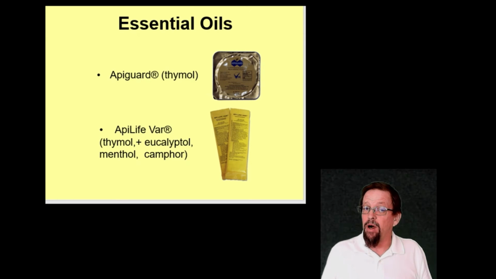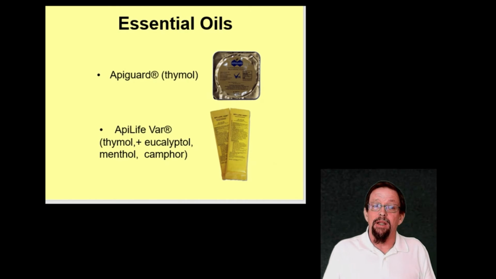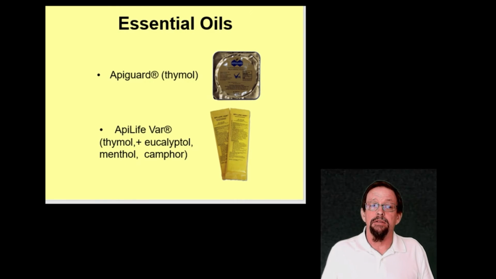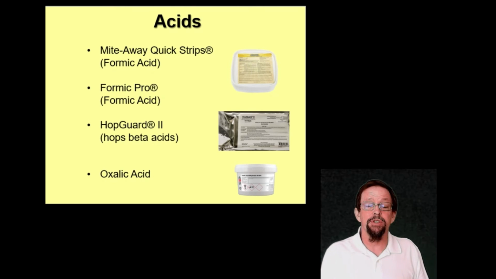So next on the list is essential oils. Apiguard, or thymol, is one of the essential oils. Next on the list is Apilife Var, which has thymol, eucalyptol, menthol, and camphor. As we go up the list are the acids. Mite-Away Quick Strip, which is formic acid. Formic Pro, which is also formic acid. HopGuard 2, which is hop beta acids. And then oxalic acid.